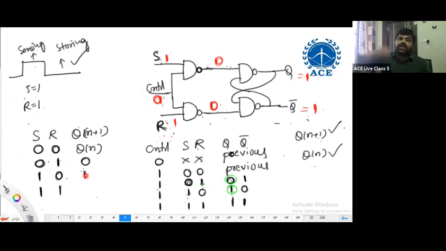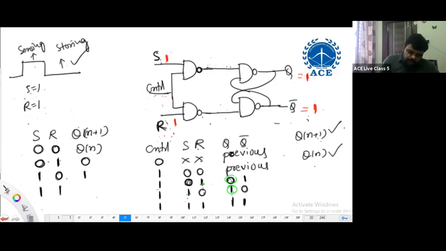Q of n plus 1 is the stored value at Q after sensing the input. Control is at 1, applied S equals 1, R equals 1. That's what we have analyzed. When control is at 1, we are applying SR 11, and it is sensing 1, 1. It is getting Q and Q bar as 1, 1. What is completed till now? Sensing the inputs. What should I know? What is stored. When control becomes 0, there I can observe what is stored.